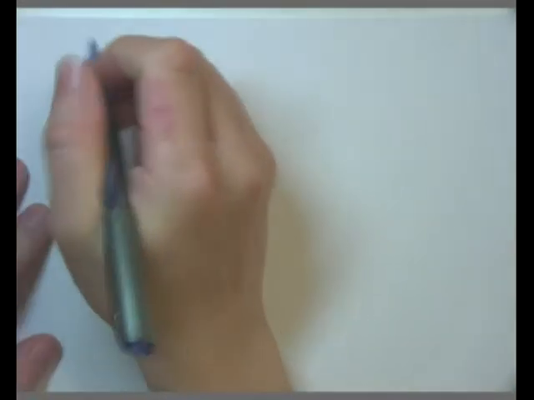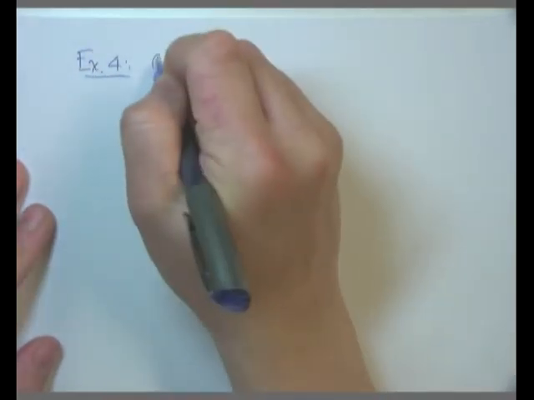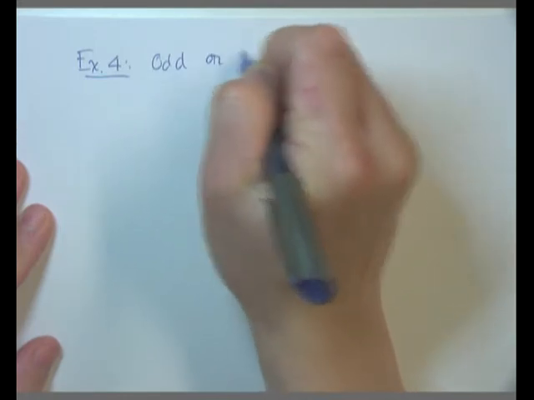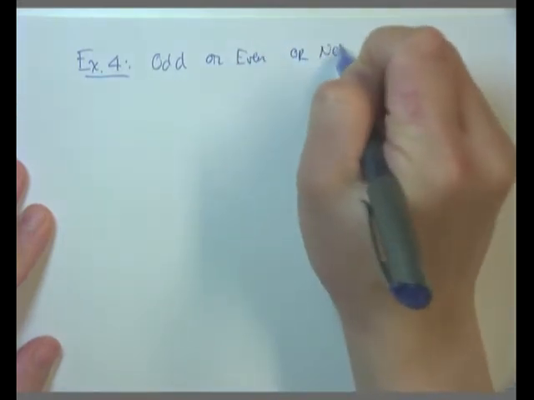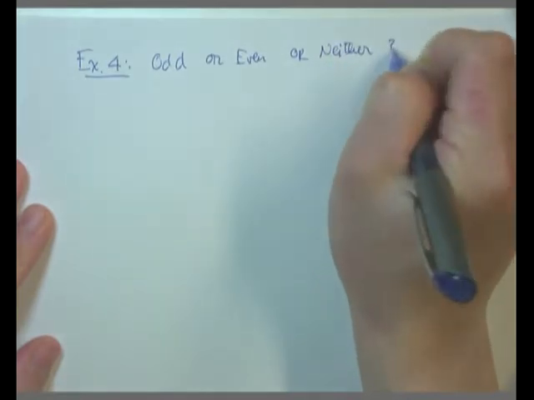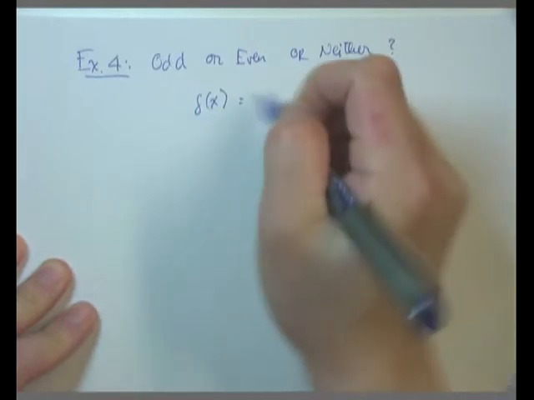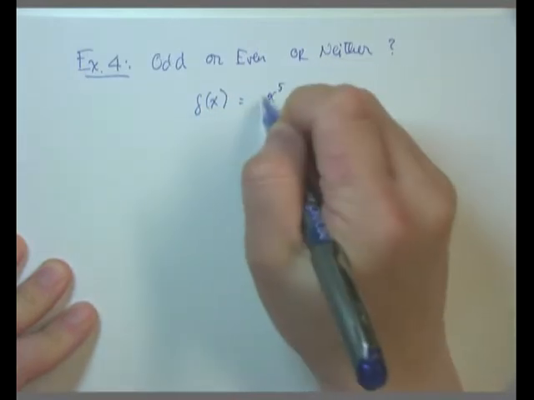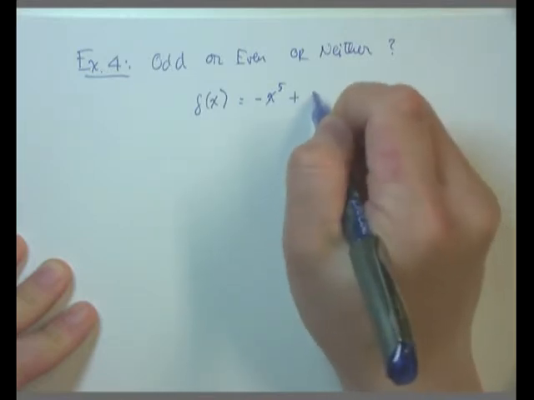So let's look again at a different example. Here we're looking at example number 4. Is it odd or even or neither? Here I'm looking at f of x equals x to the 5th, minus x to the 5th plus x.